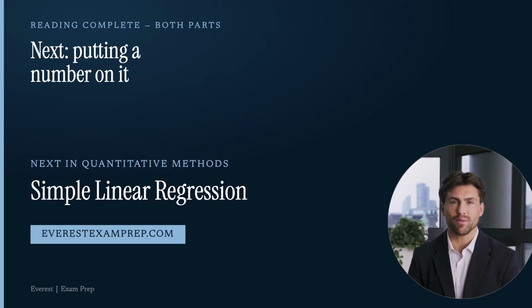And that completes the reading. Across the two videos, you now have 3 tests for one underlying question. Is there a relationship here, or is there not? A test on a correlation when the data is well behaved. Spearman on the ranks when it isn't. And chi-square on a contingency table when the data is categories rather than numbers.